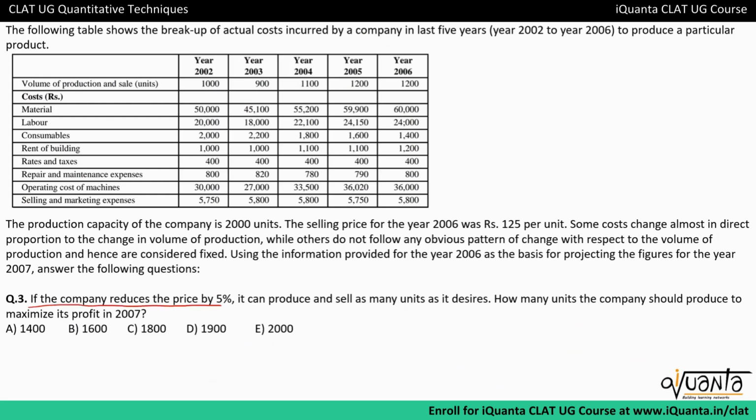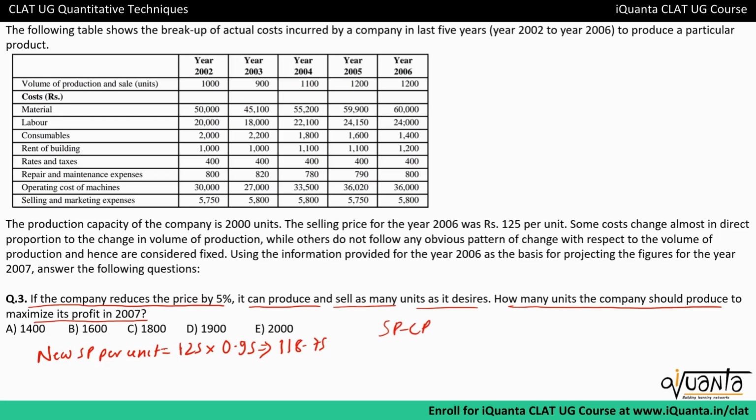Third one is, if the company reduces the price by 5%, it can produce and sell as many units as it desires. How many units the company should produce to maximize its profit in 2007? So now the price, that means the selling price of every unit must be reduced by 5%. So new SP per unit, it will be 125. When we reduce 125 by 5%, we'll multiply it by 0.95, which gives us 118.75 rupees per unit as the new price. Okay, we have to maximize the profit.